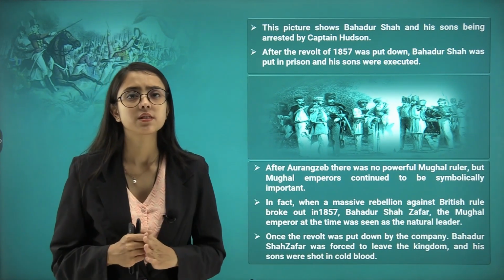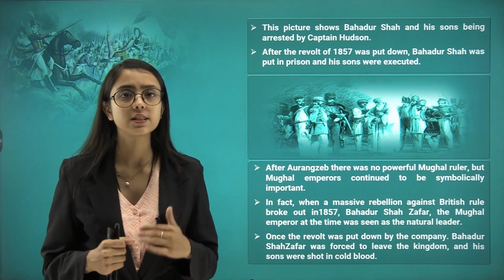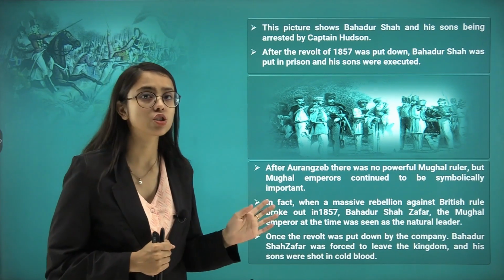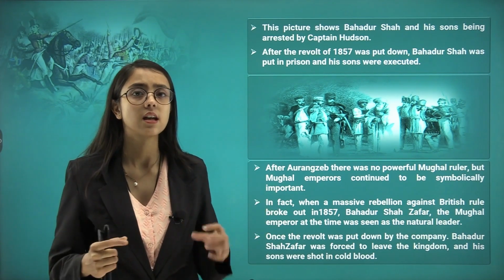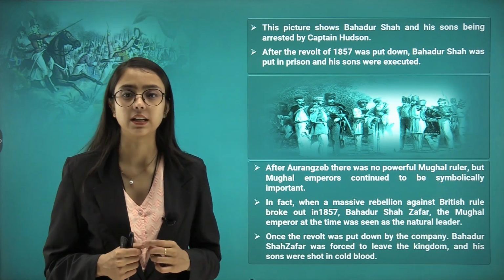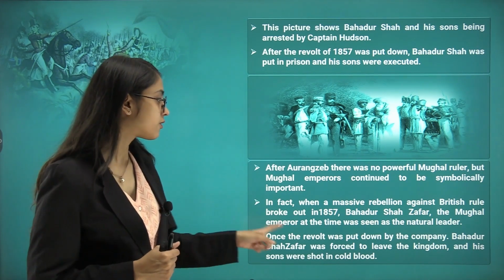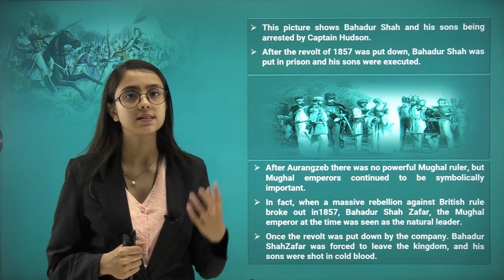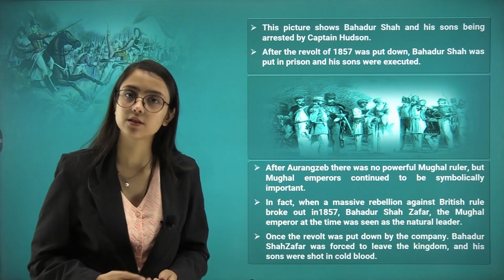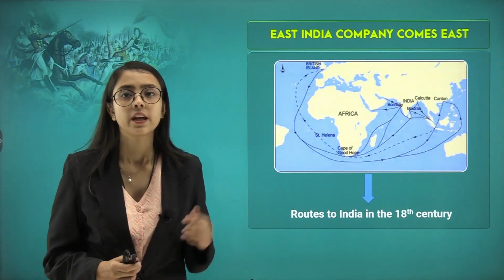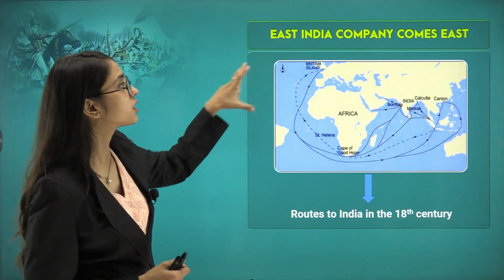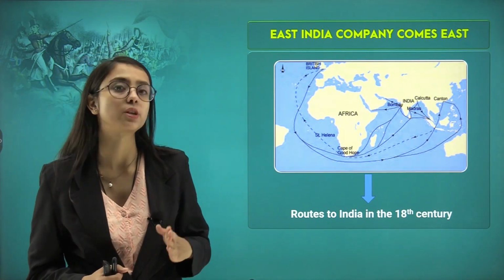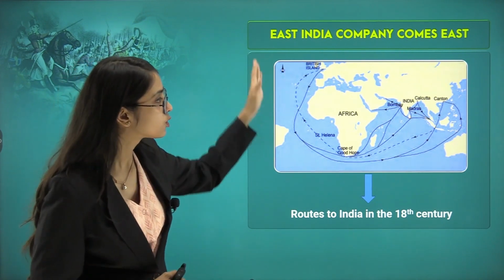So, as we studied, in the rebellion of 1857, there was a massive rebellion against the British rule in India. Bahadur Shah Zafar and his followers, his sons, they took the lead in this new rebellion. Once the revolt was put down, the company arrested Bahadur Shah Zafar and his sons, and they were put into prison and executed thereon. So, here we see how the East India Company, the trade company of the Britishers, came from Britain to India.